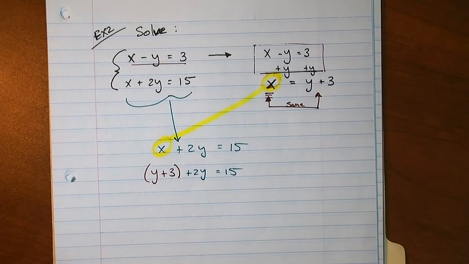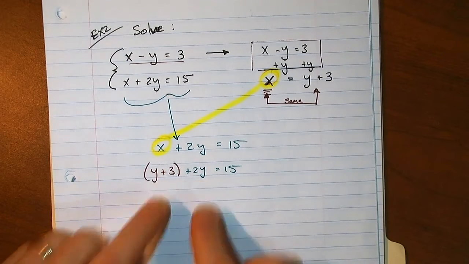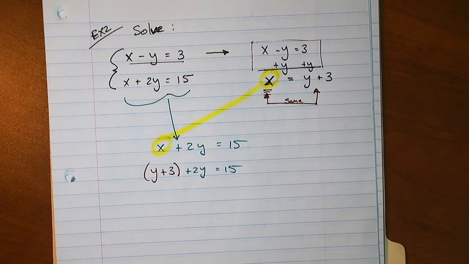So now all of a sudden, just like we saw in example number 1, I have an equation that only has one variable in it. It only has y's. Now it does have two y's, but there's only one kind of variable. And since there's only one kind of variable, I can solve that.